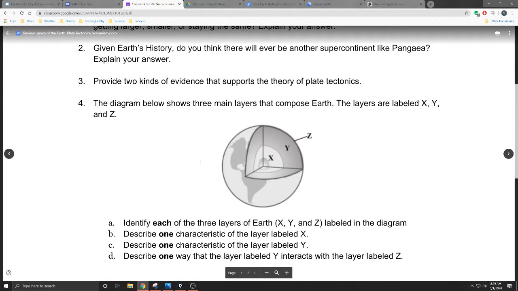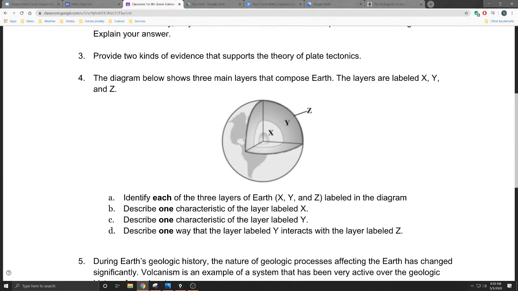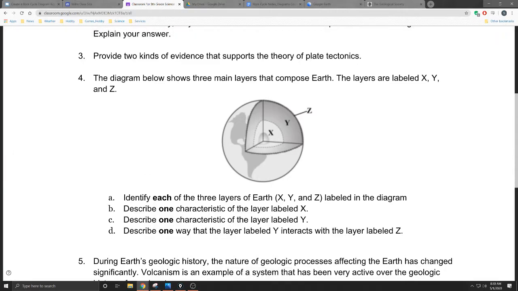All right. The layers of the Earth stuff here. So let's zip through this pretty quick. Identify each of the three layers, X, Y, Z, labeled in the diagram. So X is the core, Y is the mantle, Z is the crust. Okay, describe one characteristic of a layer labeled X.